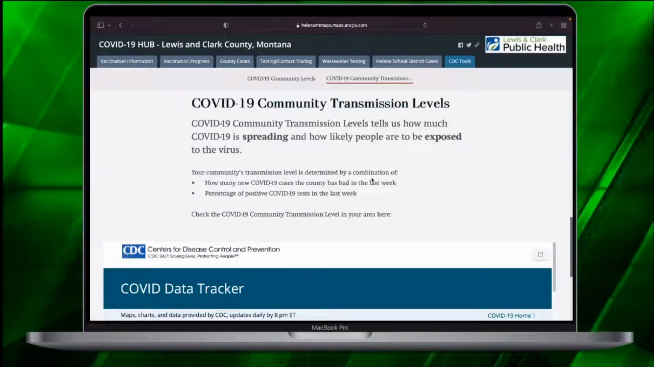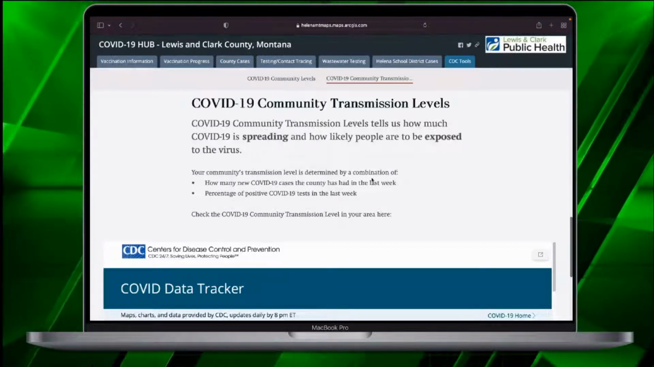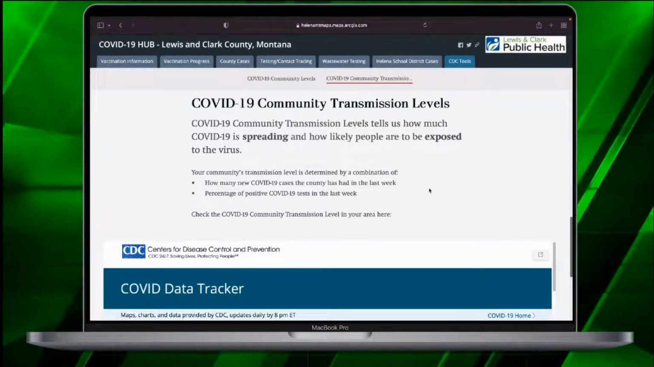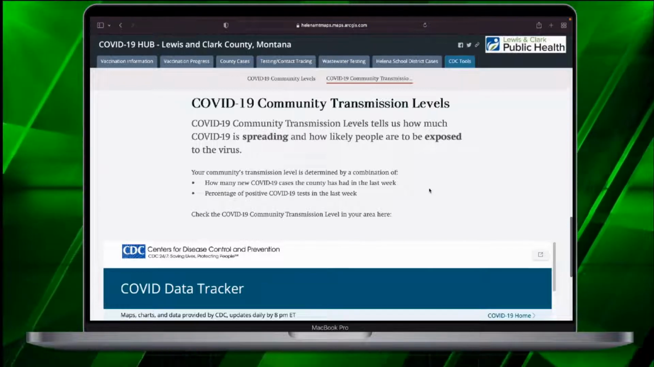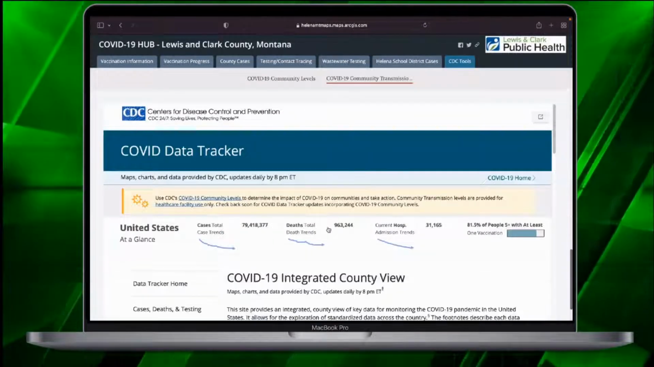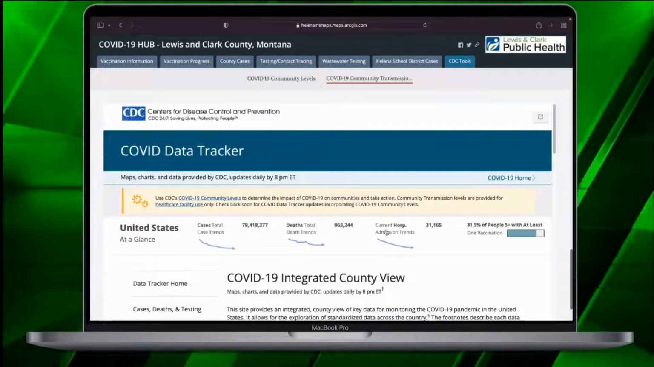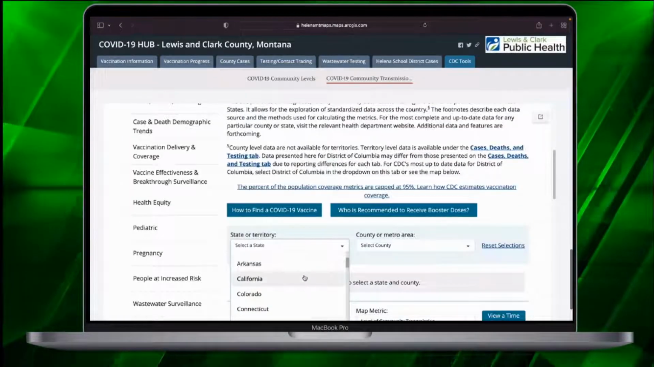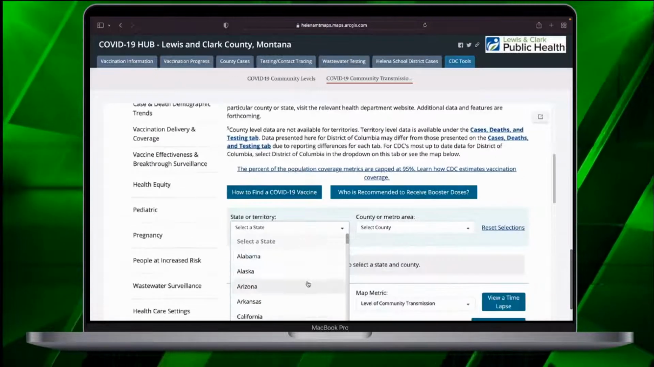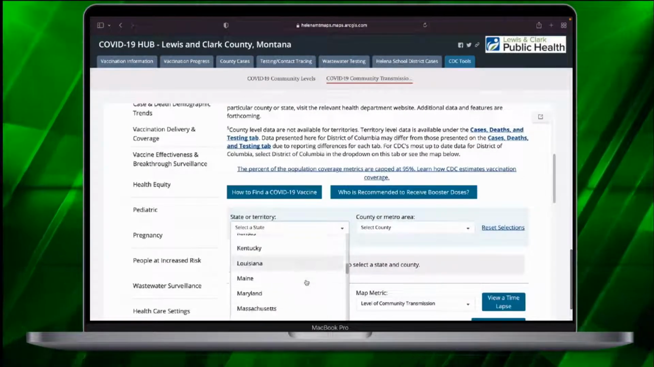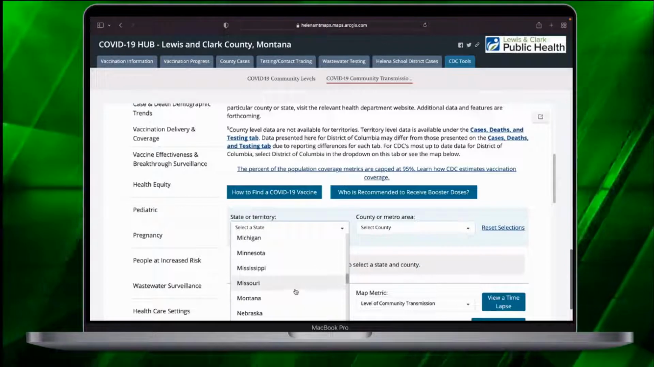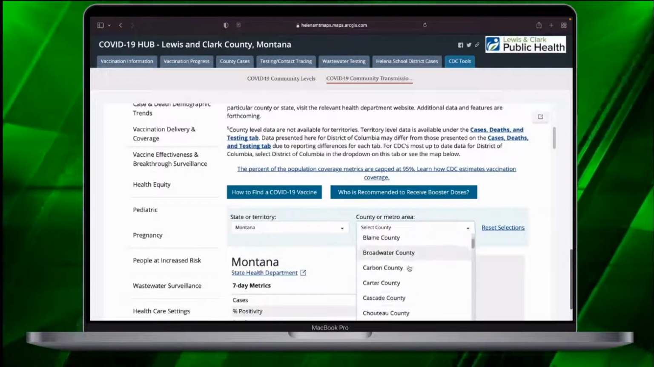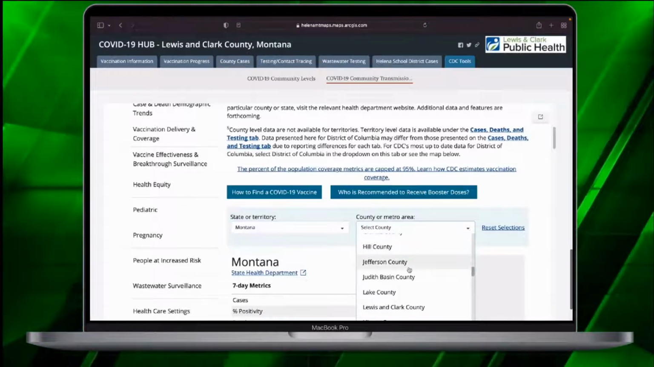Community transmission basically tells how COVID is spreading and how likely you are to be exposed. It takes into account cases we've had in the last week and positive tests in the last week. What we're going to do is come down here and click to interact. We're going to choose Montana and set the county as Lewis and Clark County.